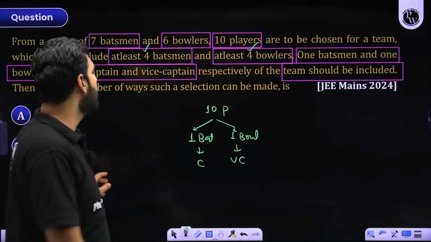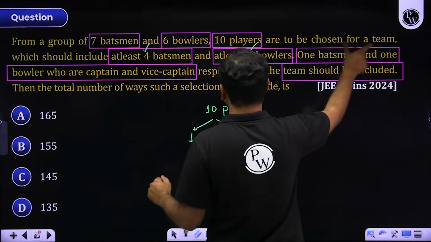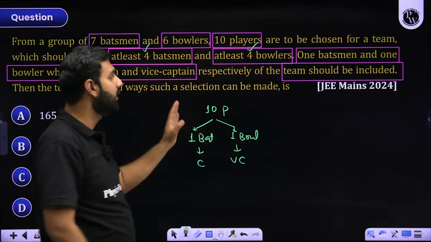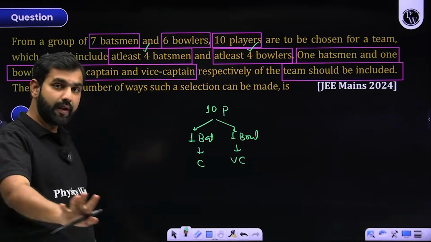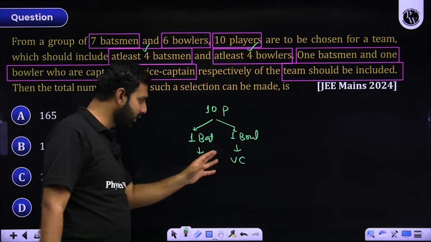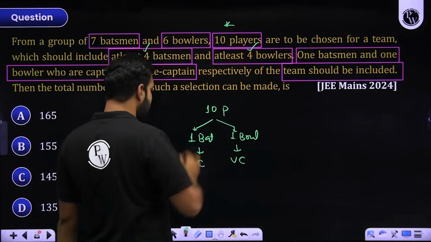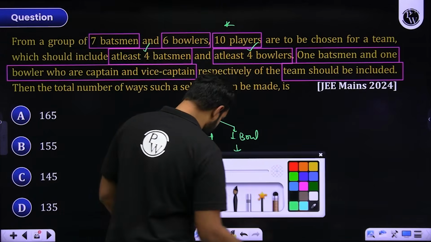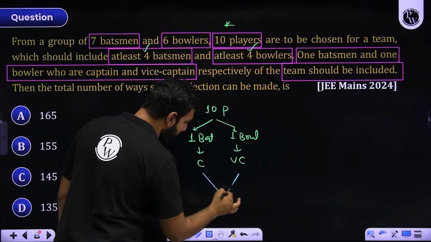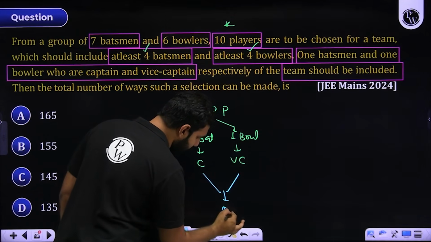I hope you remember, they were telling us that the one batsman and one bowler who are captain and vice captain must be there in the team. They should be included. So if I have already included the captain and vice captain, in which I was trying to form a team of 10 players, do you not think that now my problem is boiled down to forming a team of 8 players?